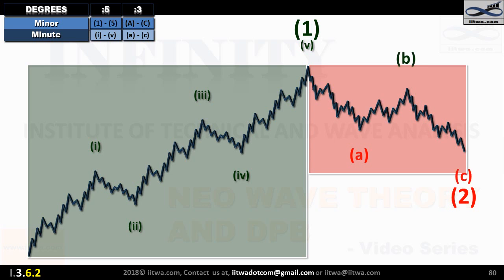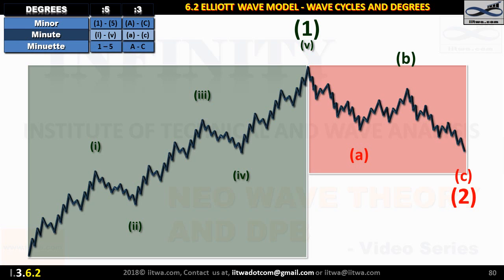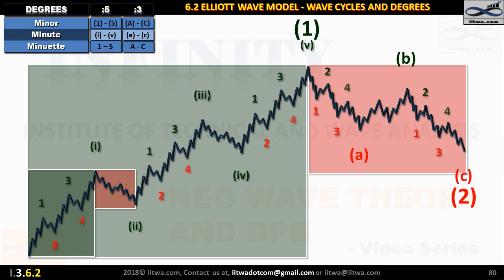Every minor degree wave is composed of smaller degree waves named as minuet degree. Minuet degree wave cycle is shown with medium greenish and reddish rectangle. Greenish rectangle is an impulsive phase of minuet degree waves, and these waves are shown by cardinal numbers 1, 2, 3, 4, and 5. Reddish rectangle is a corrective phase of minuet degree waves, and these waves are shown by an uppercase alphabet A, B, and C.